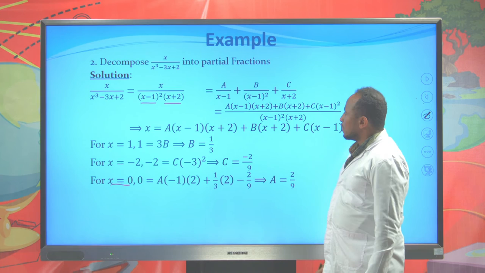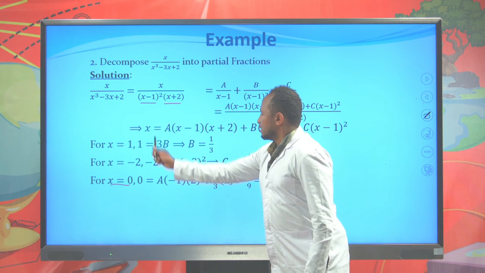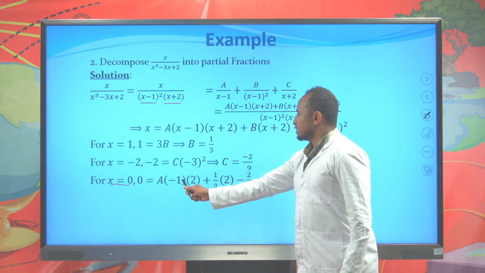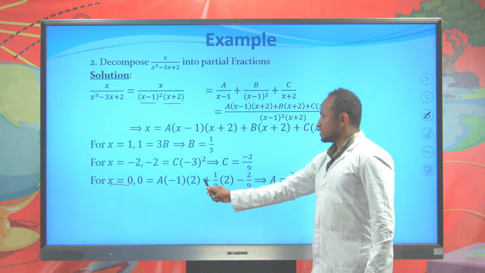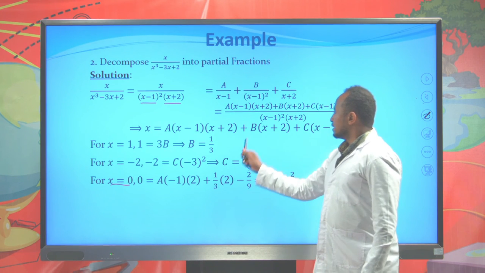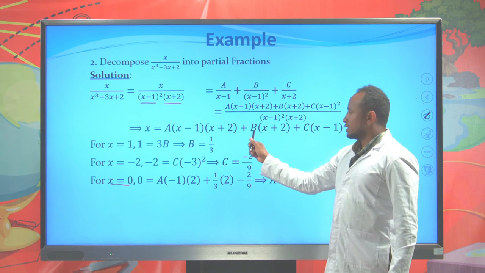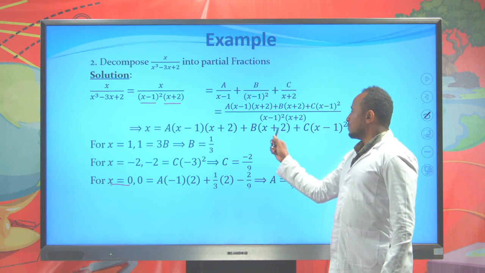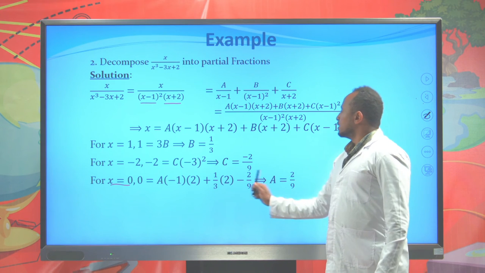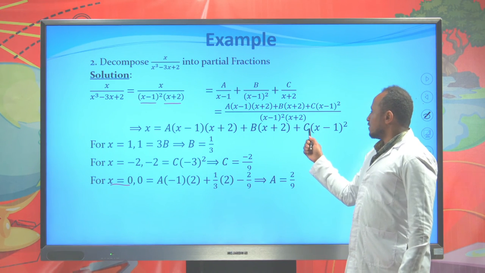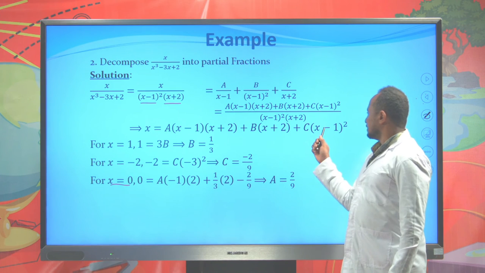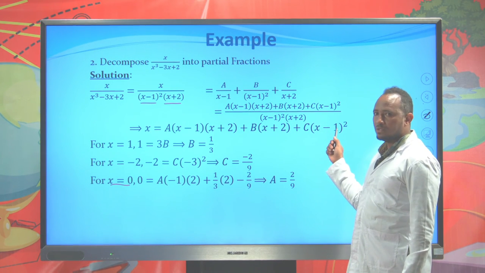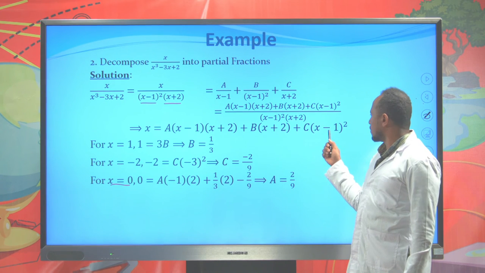If you put 0 here, 0 is equal to a times 0 minus 1, which is negative 1, times 0 plus 2, which is positive 2, plus b. We have found the value of b, which is 1 over 3. So you put 1 over 3 times 0 plus 2, which is 2. And c, we have found the value of c, it is minus 2 over 9 times 0 minus 1 squared. 0 minus 1 squared is positive 1.